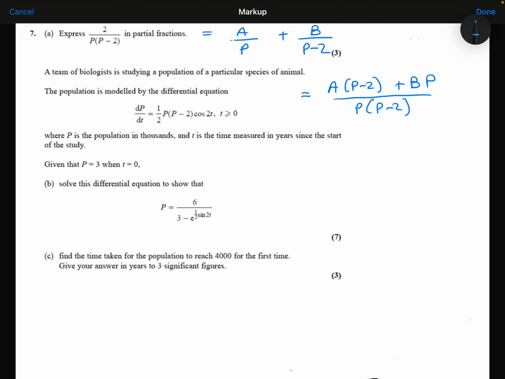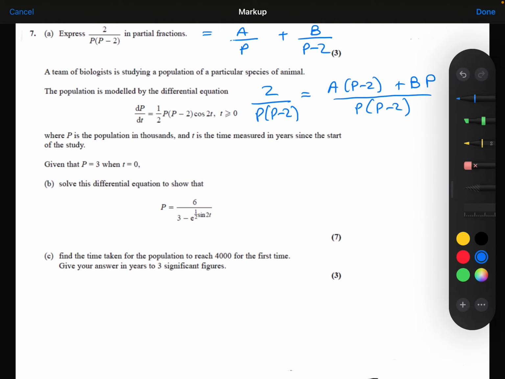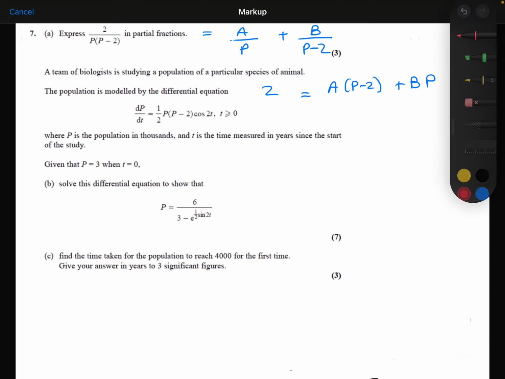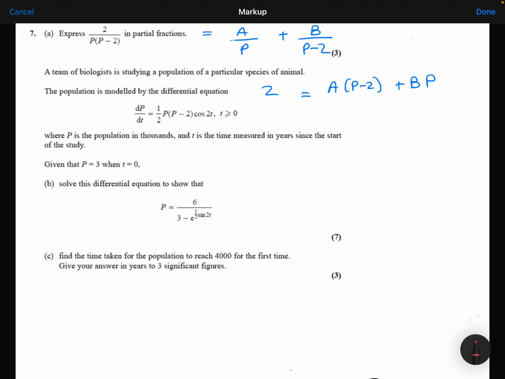And if we compare that to what we started with, we have this. We can now see that the denominator is the same, as it always will be. So because of that, we can focus just on the numerator. Those two things must be equal to one another. So let's work out the values of a and b that make that happen.